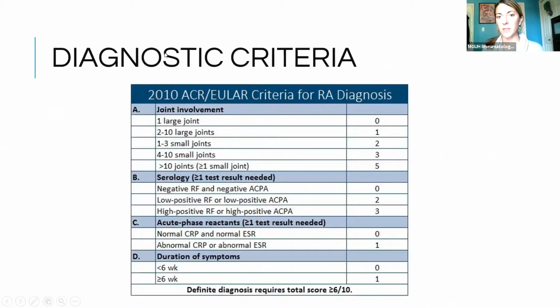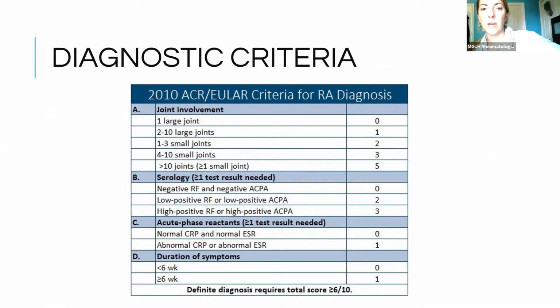So diagnostic criteria, we have the 2010 ACR and EULAR criteria for RA. Now, this is by no means something you should be memorizing or anything like that, right? This is to get people into clinical trials and that kind of thing. But I put it up to demonstrate the types of things that give you different weightedness for how much that possibly represents RA.